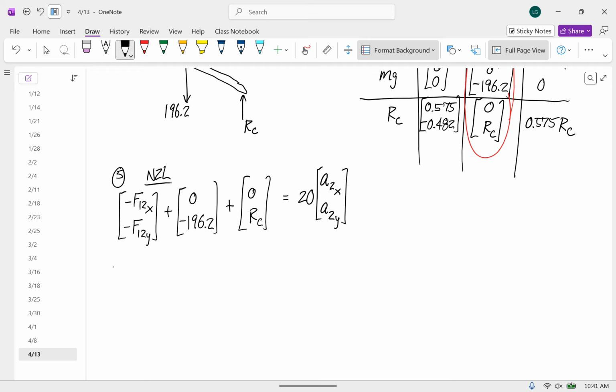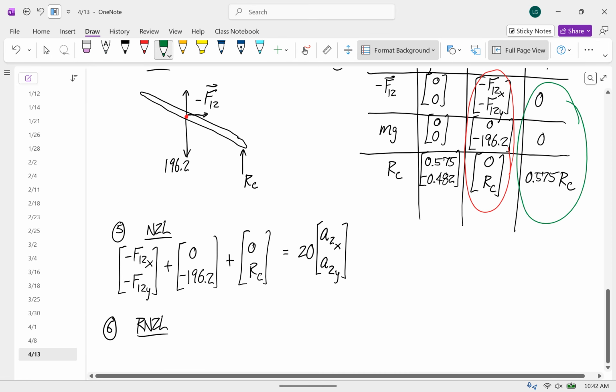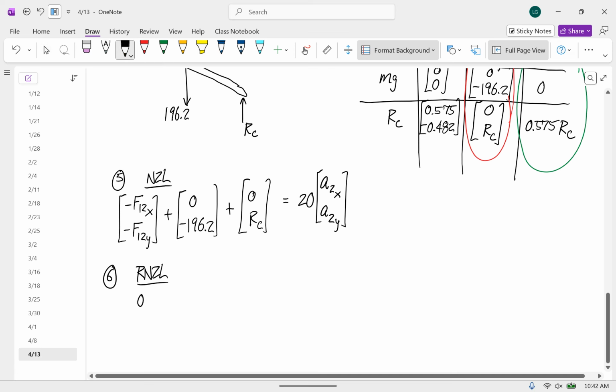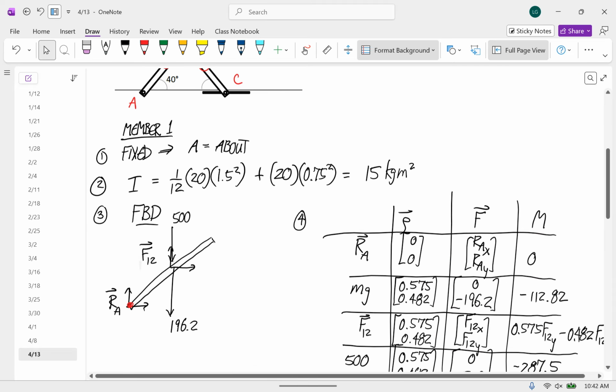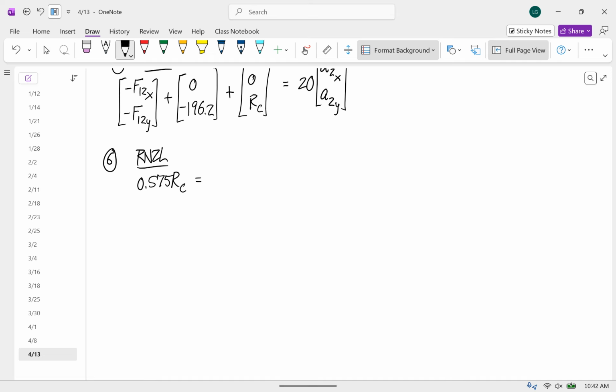Now we'll go to step 6, which is rotational Newton's second law. So here we're going to add these up and set them equal to I alpha. So we have 0.575 RC is equal to 3.75 alpha 2.